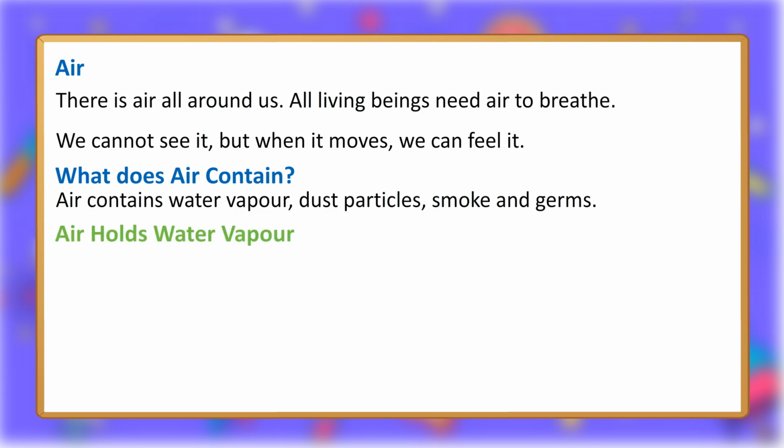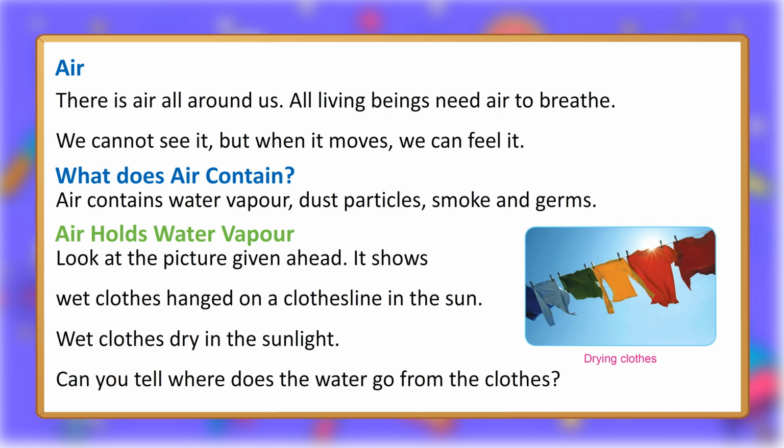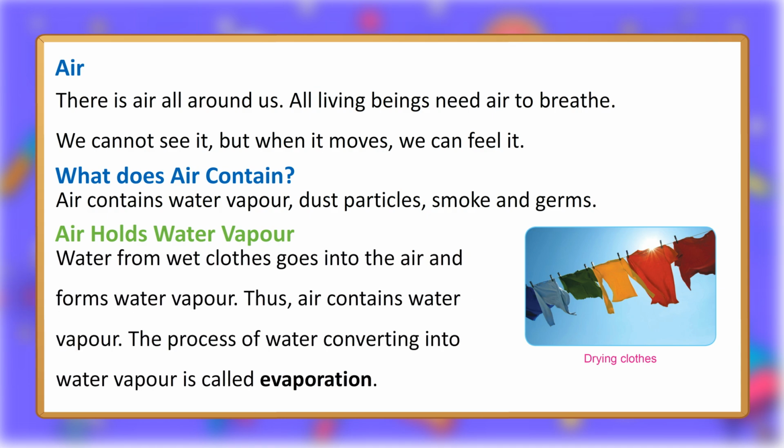Air holds water vapor. Look at the picture given ahead. It shows wet clothes hanged on a clothesline in the sun. Wet clothes dry in the sunlight. Can you tell where does the water go from the clothes? Water from wet clothes goes into the air and forms water vapor. Thus, air contains water vapor. The process of water converting into water vapor is called evaporation.